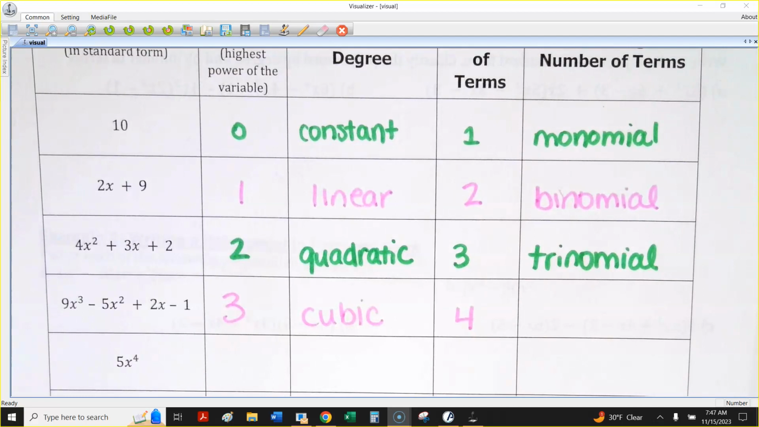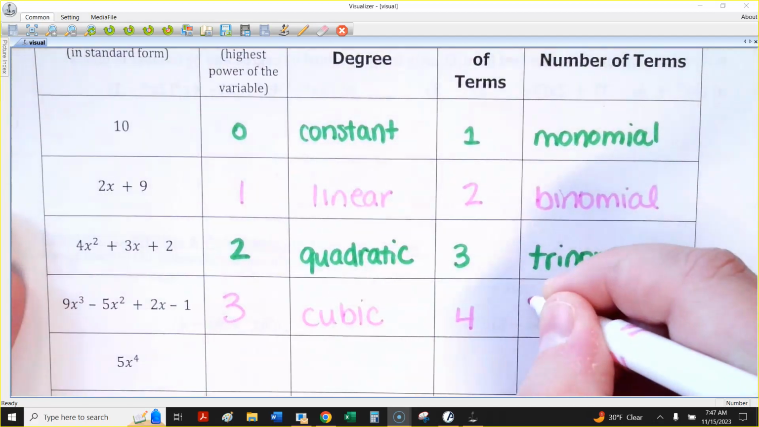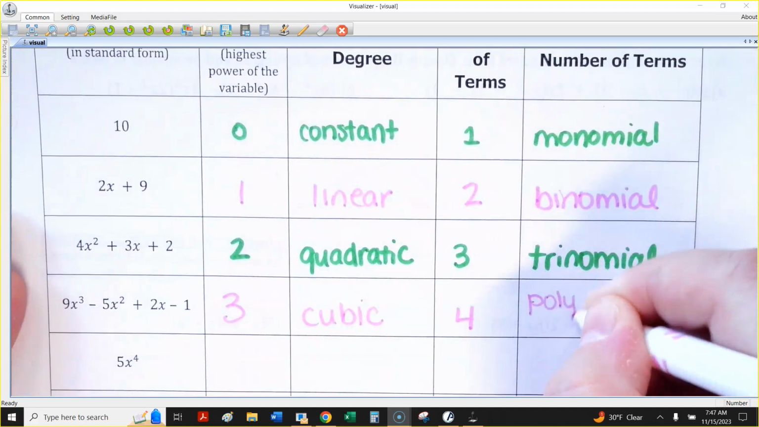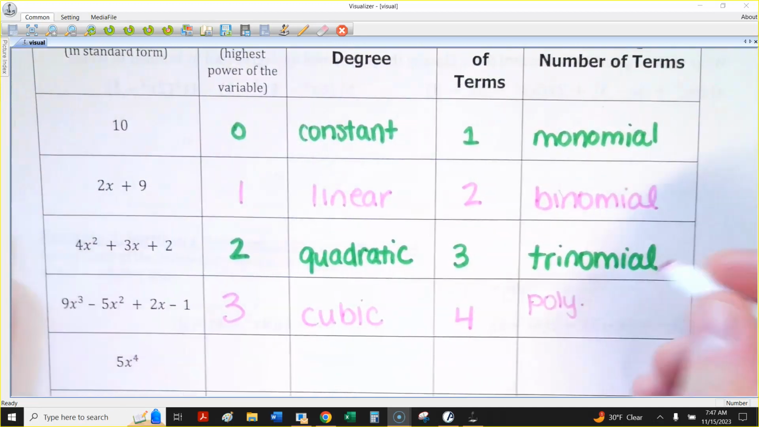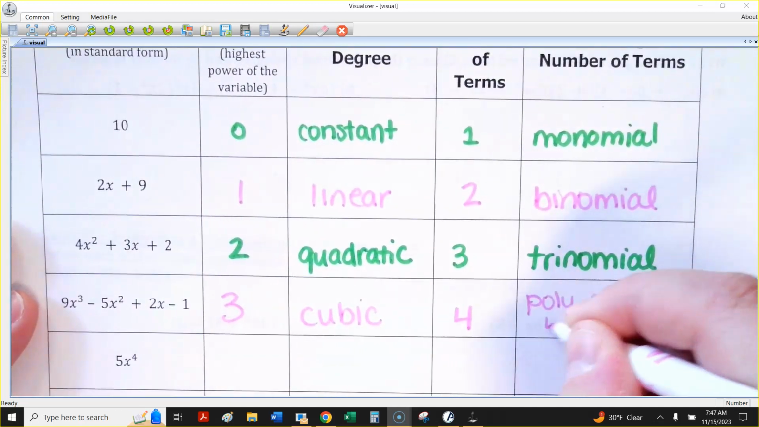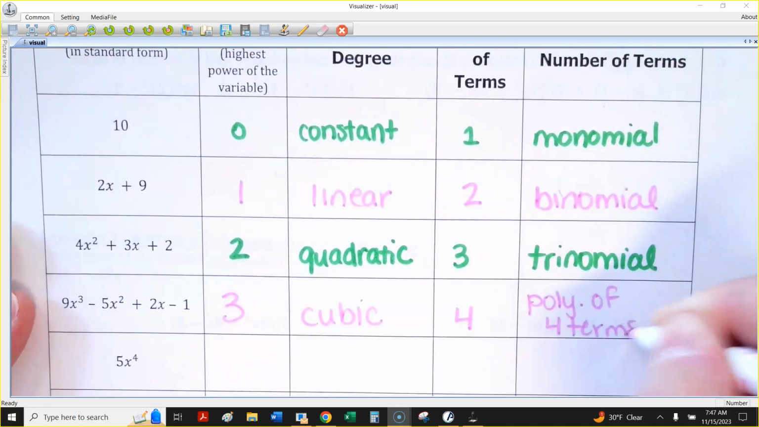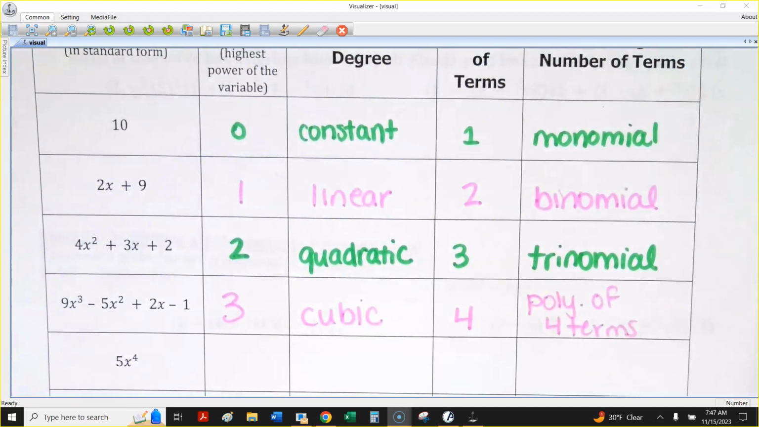So if your polynomial has 4 terms or 5 terms, I'm just going to abbreviate this. I'll just call it a polynomial, and I'm going to write poly of 4 terms. So no special names beyond 3. If you've got 4 terms, you can just say it's a polynomial of 4 terms or a polynomial with 4 terms. Either way is completely fine. If you had 5 terms, I'd say a polynomial with 5 terms or a polynomial of 5 terms.